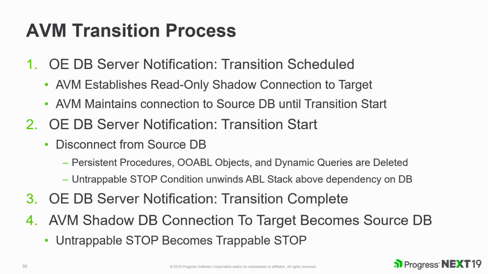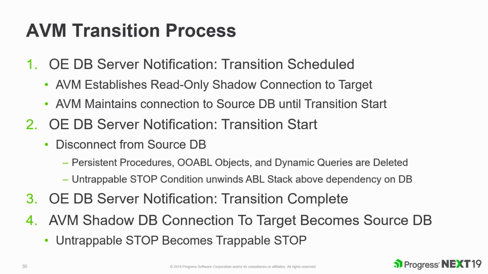So when the transition is scheduled, the AVM will establish a read-only shadow connection to the target. So it'll pre-establish that connection, so it can be done quickly. As soon as that replication target becomes the source, and the transition is complete, the AVM client will be able to proceed. So when it gets a notification of the schedule, it'll establish this connection, but it'll maintain the source database connection until it gets notification that the transition has started.